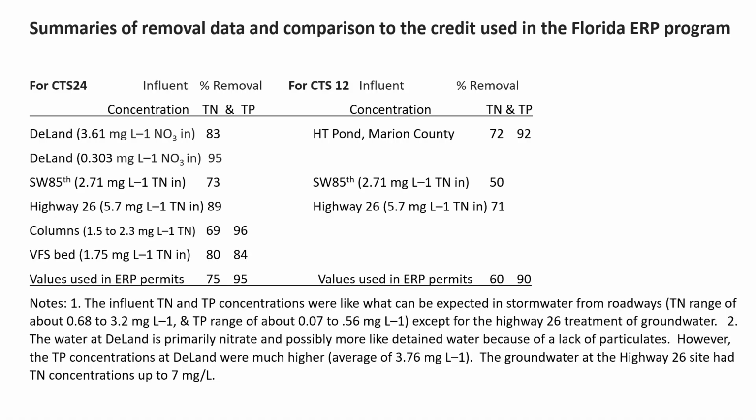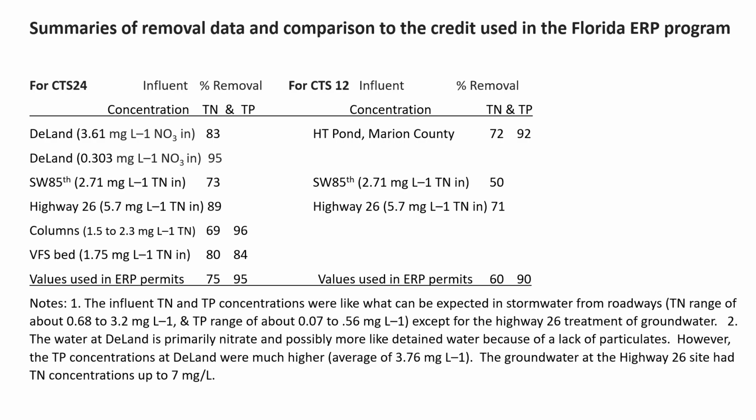For CTS-12, performance was somewhat lower, as would be expected from a less intensive treatment configuration. The horticultural technology pond in Marion County achieved 72% TN and 92% TP removal. The column and vertical flow systems showed TN removal of 69% and TP removal of 96%, while the vegetated filter strip bed achieved 80% TN and 84% TP removal.